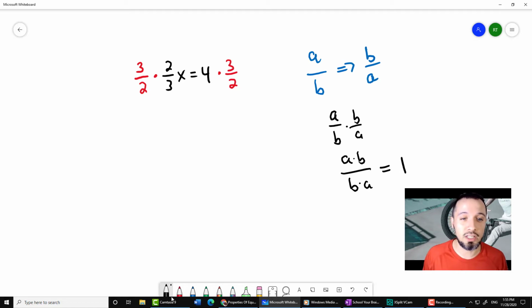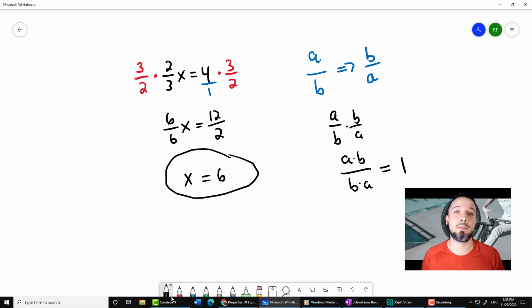So in this case, you can see here, right, when I multiply it out, we get 6 over 6, and then we got x equals, if I were to make this 4 into a fraction, it'd be 4 over 1. And then we get 12 over 2 on the right side. And when I simplify, 6 divided by 6 is 1x, and 12 divided by 2 is 6. So we accomplished the same goal. We're just combining the two steps into one.